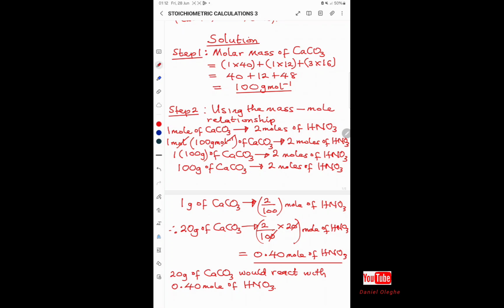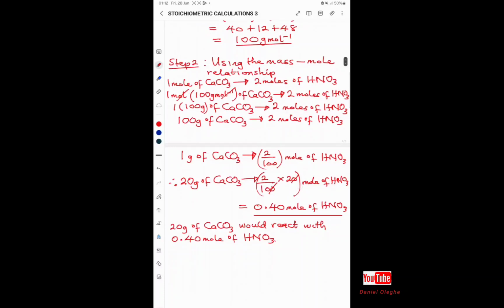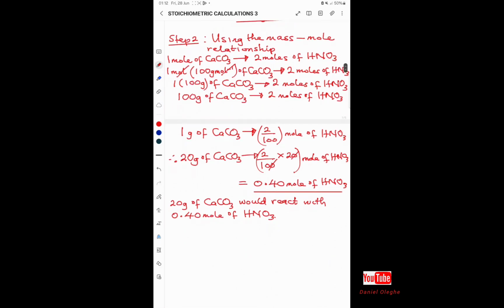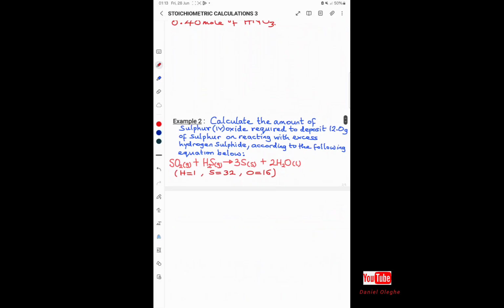So the HNO3 is in mole, while the CaCO3 is now in gram. So by proportion, 1 gram of the CaCO3 will react with 2 over 100 mole of HNO3, and 20 gram, which is the actual mass of the CaCO3 that reacted in the reaction, will react with 0.40 mole of HNO3. That is how we solve the question using mass to mole relationship. Let's go to example 2.